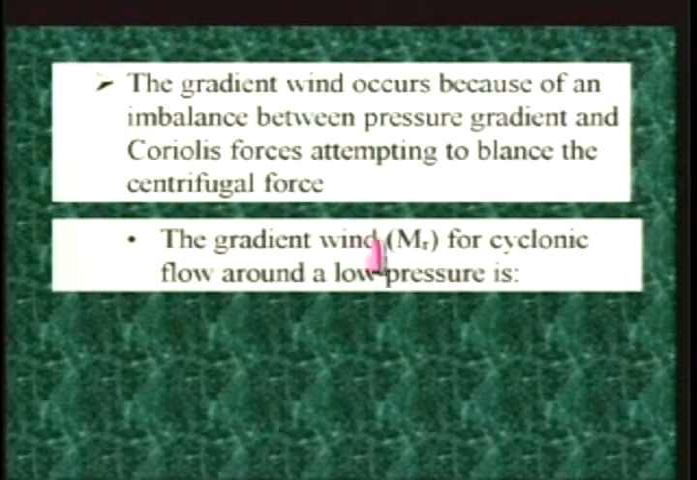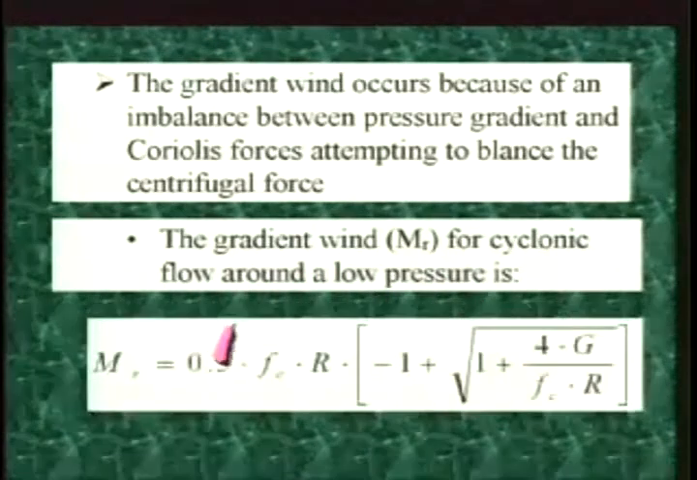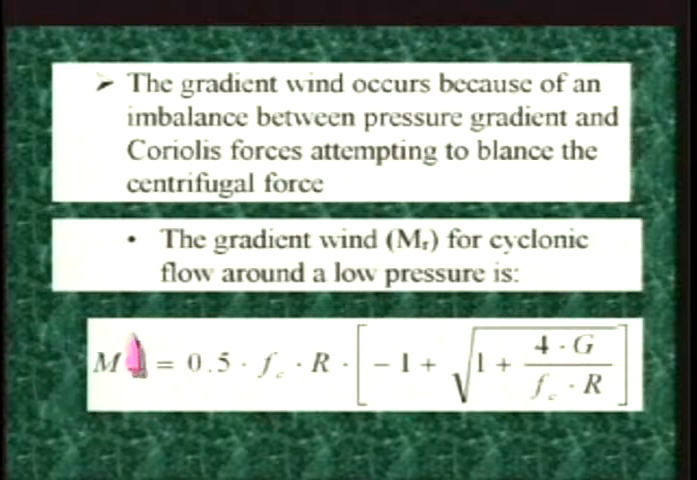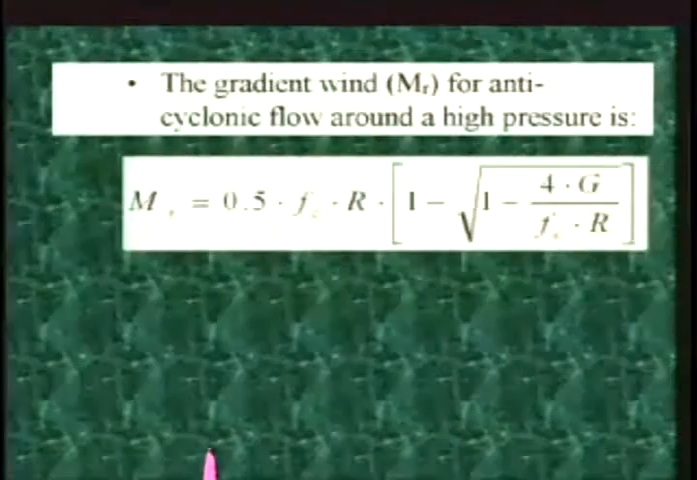The gradient wind is represented by M sub r for cyclonic flow around low pressure. And this would be the equation. This is a scary looking equation, but this is the equation for gradient wind. It's actually not that bad. There are some variables coming into play. You already know this one, the Coriolis force. R probably is the radius. Then you have G over here, Coriolis, and radius again. G is your geostrophic wind.